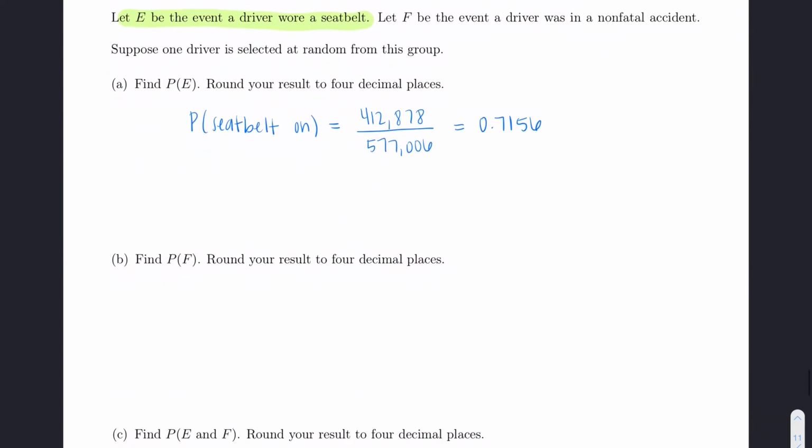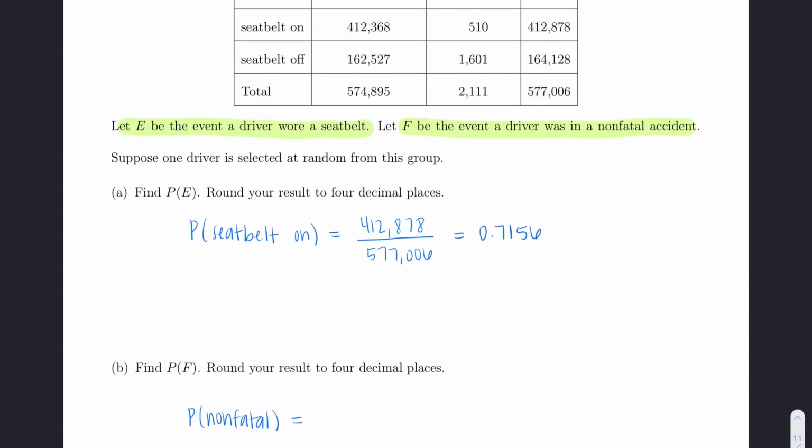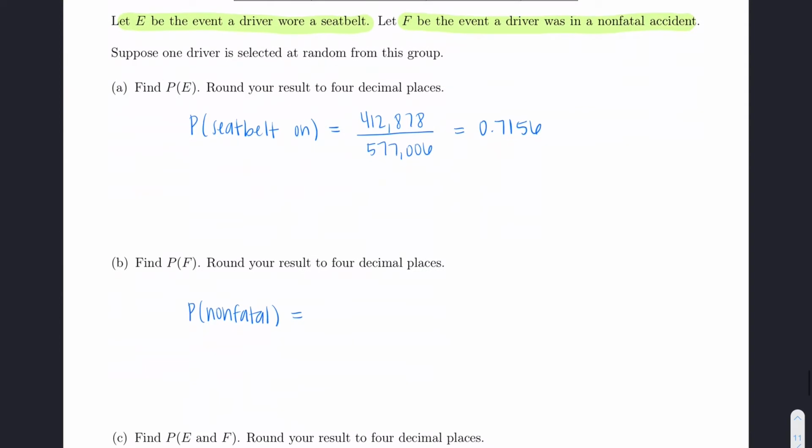Part B asks us to find the probability of F, where F is the event the driver was in a non-fatal accident, so the probability of non-fatal. What I'm going to do is something very similar. It's still a marginal probability, so I just look at the total number of people in a non-fatal accident and divide it by the number of people in my sample. So 574,895 divided by the 577,006. And when I do this, I get 0.9963.